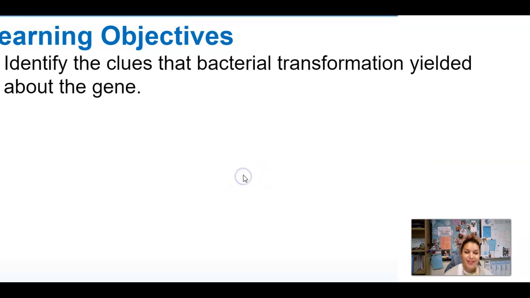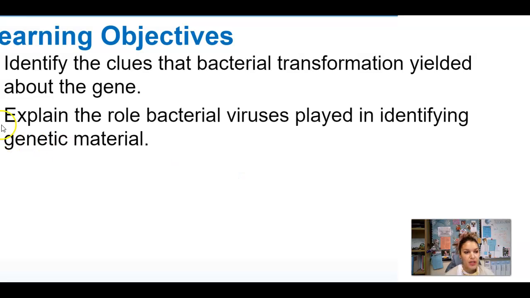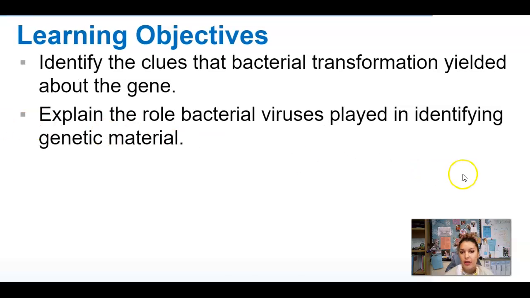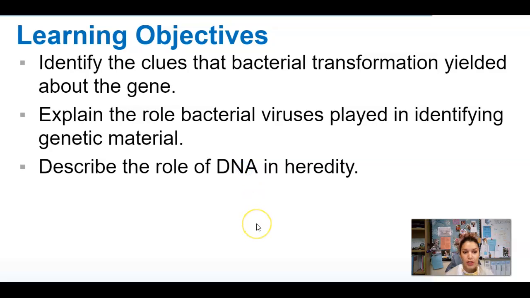All right, so our objectives: identify the clues that bacterial transformation yielded about the gene. We're going to explain the role bacterial viruses played in identifying genetic material. We're going to describe the role of DNA in heredity.